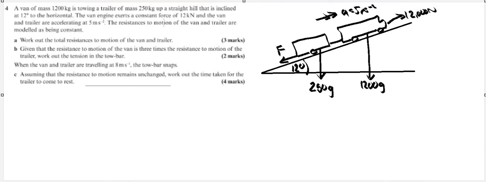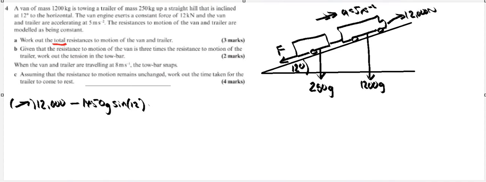Right, so the first thing, work out the total resistance to motion of the van and trailer. So the important word in that question is total, so we're going to look at the whole system. First thing I'm going to do is pick my direction, which is up the hill, because that's where everything is moving to. So I've got the 12,000, that's taking it up the hill, and I've got the two gravity vectors pulling it down. So in total, I've got 1450g acting at an angle of sine 12.